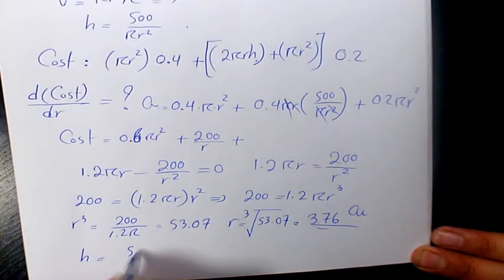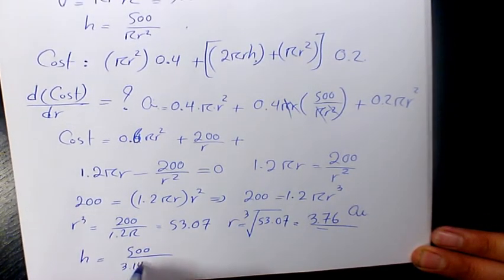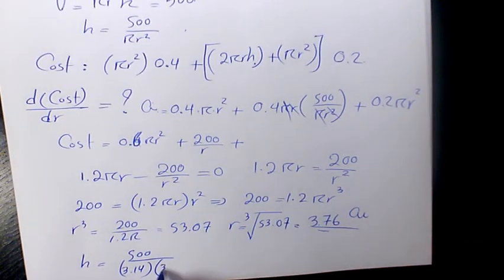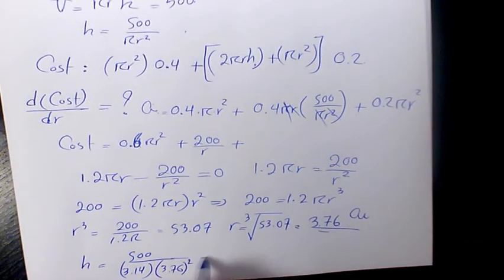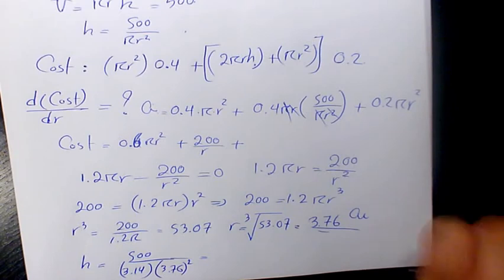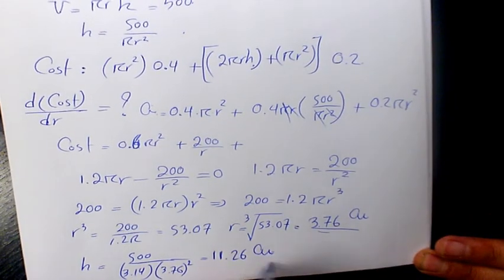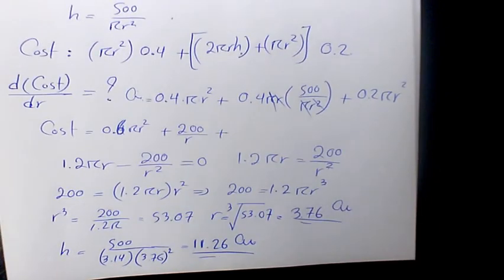h will be 500 over 3.14 over r squared, which is 3.56 to the power of 2. We have 500 divided by 3.14 divided by 3.56 squared. It's going to be 11.26 centimeters. That's going to be the height as well, and we have minimized cost.